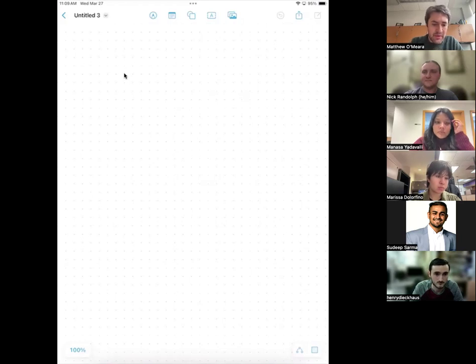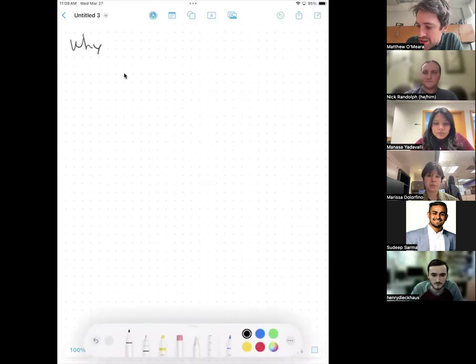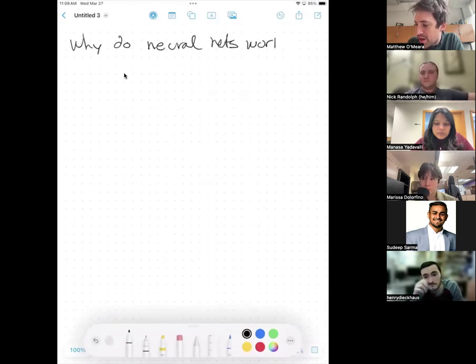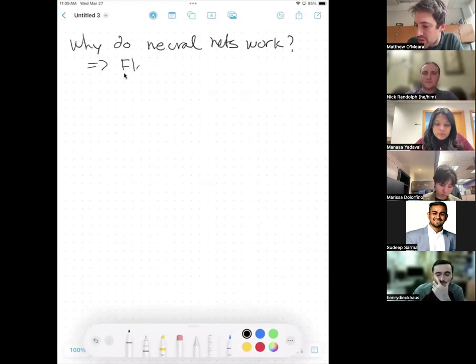Okay, so the key ideas that I want to talk about today are, why do neural nets work? What's the secret sauce that makes neural nets work? And then how are these ideas leading to flow matching?